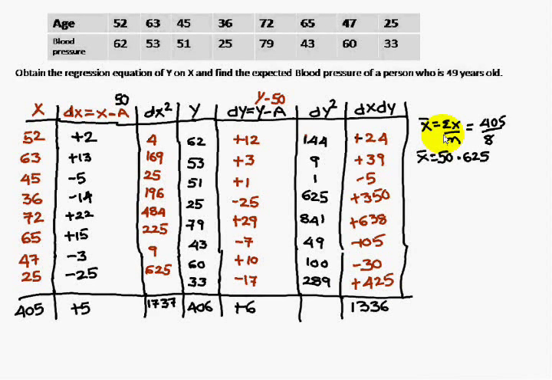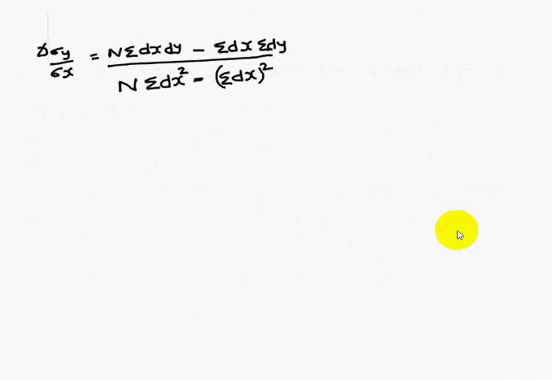From this we have to find x bar. X bar is sigma x by n, 405 by 8, that is nothing but 50.625. Sigma y by n, 406 by 8, that is 50.75.